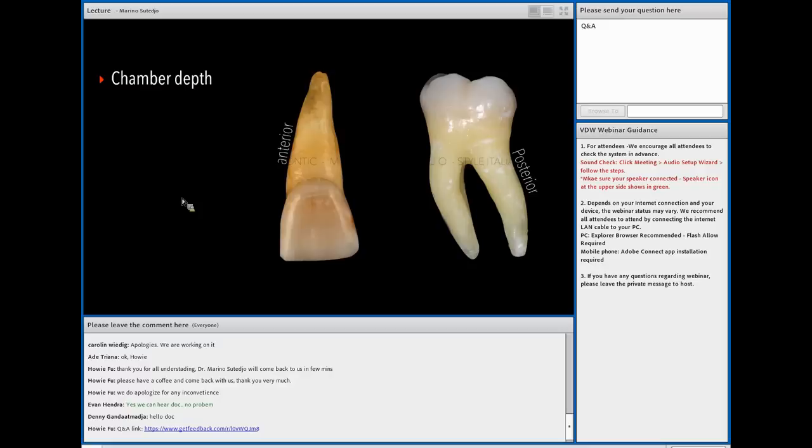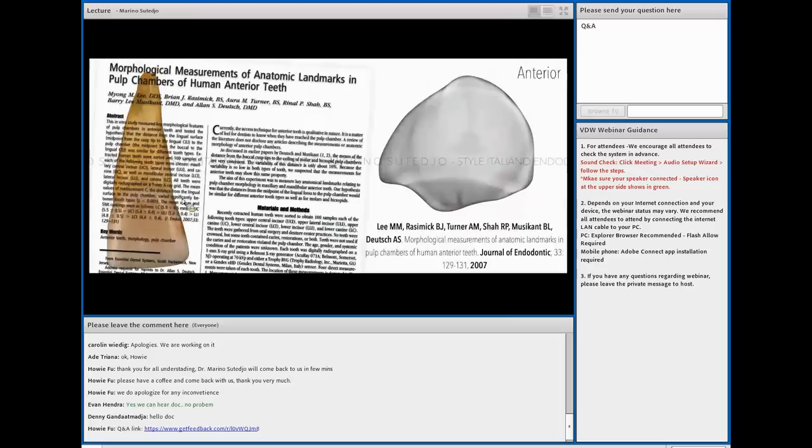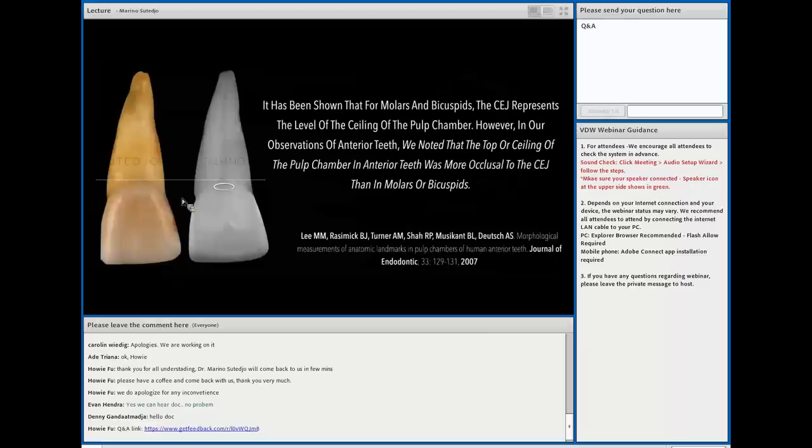Now, the third thing is about the chamber depth. There are differences between the anterior and the posterior teeth in chamber depth. Why is this important? Because, as we know from the evidence and studies, the anterior differs from the posterior, because the cemento-enamel junction, which usually represents the ceiling of the pulp chamber in the posterior, does not apply in the anterior.